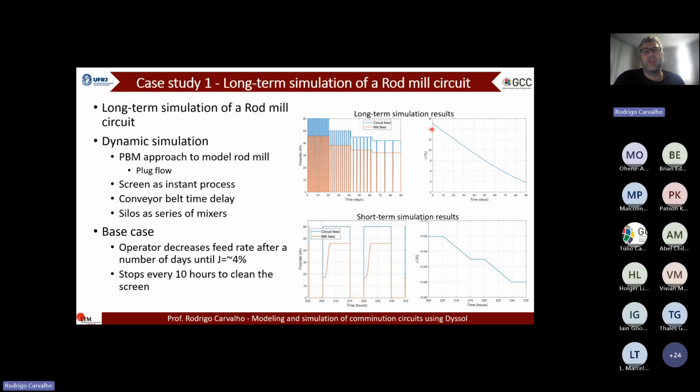Then you can see here the predictions of the mill filling due to the rod wear. It goes up to 90 days of operation. This is the long-term simulation, but due to the screen cleaning there are also short-term dynamics that we need to look at. For example, if you take a time window from 205 to 215, there is this change in the mill feed due to the screen cleaning. It starts well here with the cleaned screen, and then it saturates to a higher mill feed as the screen becomes clogged, so the material fed to the mill is finer.